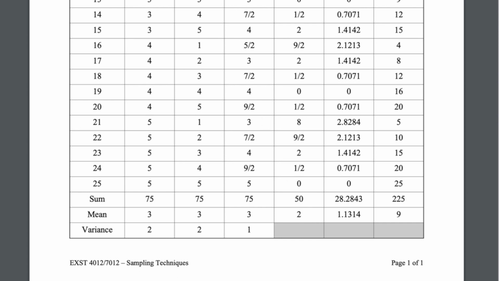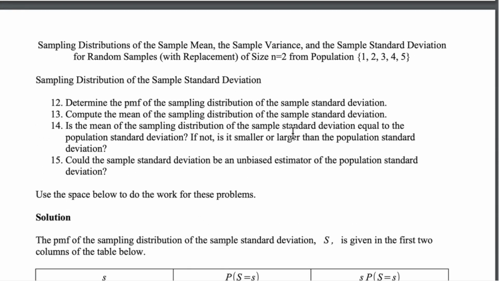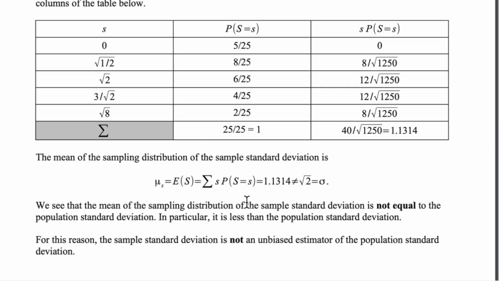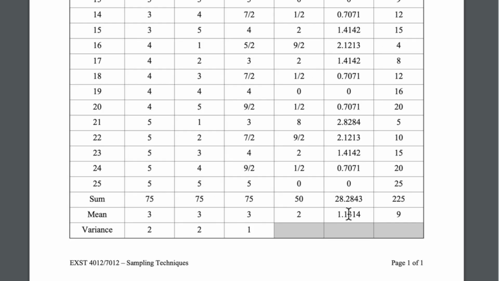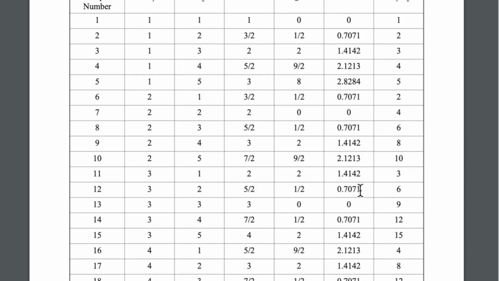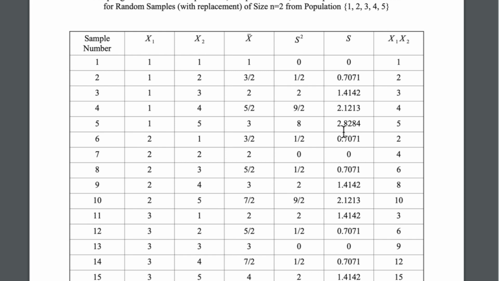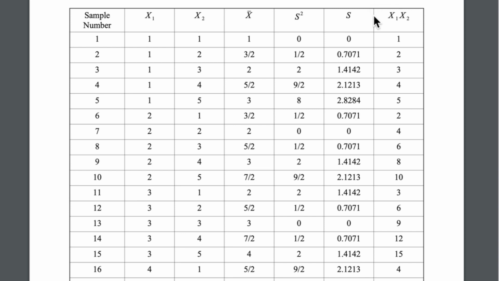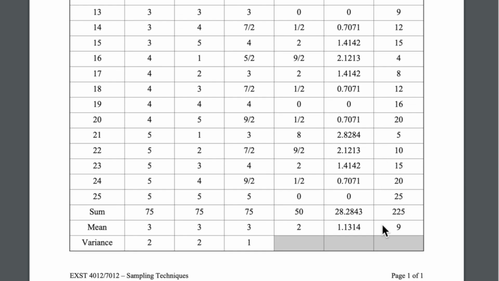And then finally, we could do the same thing for the sampling distribution of the sample standard deviation, finding the mean of its sampling distribution. We found that the mean of its sampling distribution using this formula was 1.1314. Well, that's the mean of this column of values that S takes on, 1.1314. So, with that in mind, we can find the mean of the sampling distribution, the expected value of x1 times x2, by just calculating the mean of the values in this column, and that mean is 9.